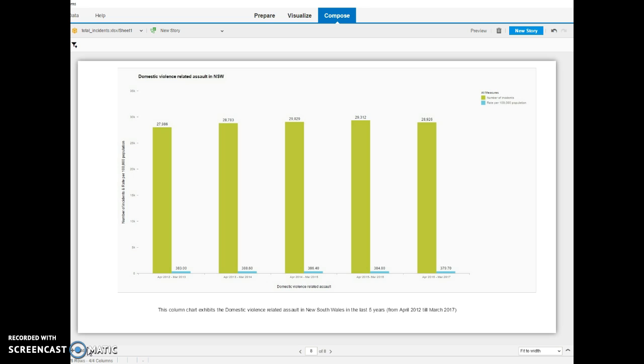In general, we can conclude that all around Australia, domestic violence is happening. New South Wales has the highest count, and in particular, there are more females affected.